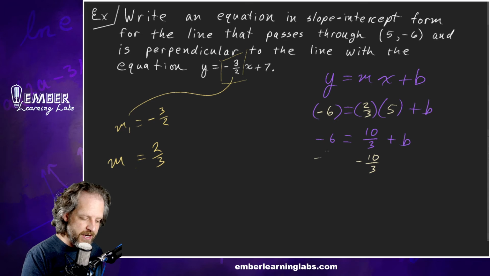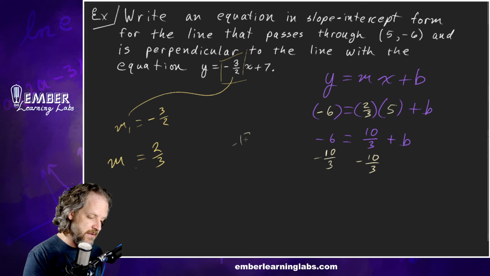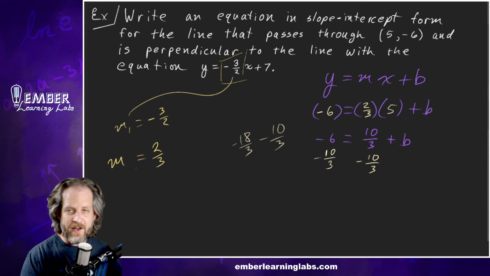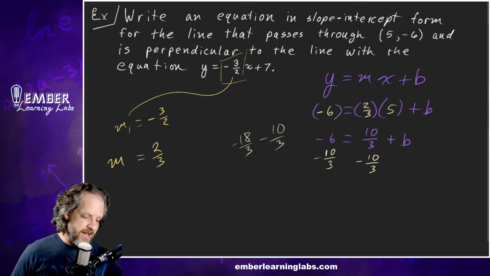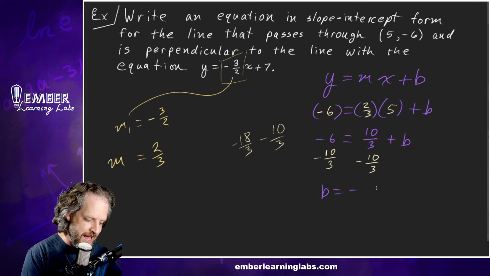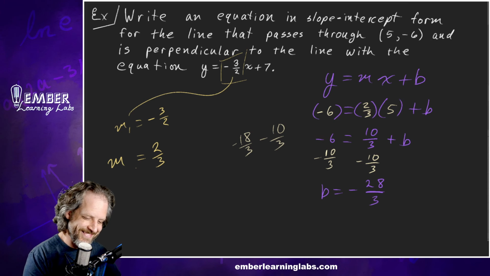Now you could, of course, pull out your handy dandy calculator and use the fraction button. You could also quickly use scratch paper and multiply this times 3, so we've got -18/3 minus 10/3. Might even be faster than pulling out the calculator. The signs are the same, so you add and keep the sign. So b equals -28/3. Does it reduce? Does 3 go into 28? Nope, it doesn't reduce.